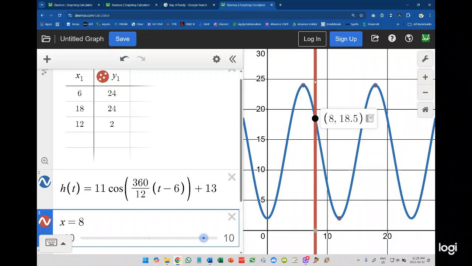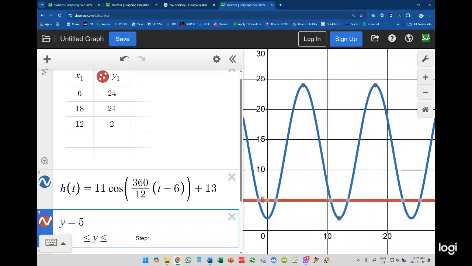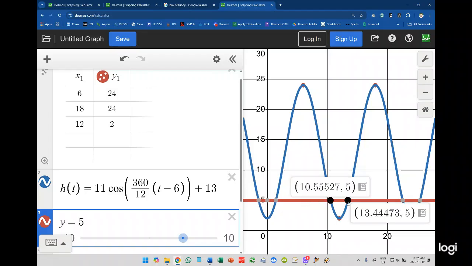Now the next one's actually a little bit more interesting even than that, and it's that larger boats may get stuck if the depth of the water is less than 5 meters. So at which time will the boats need to be careful? So the depth of the water is the h, or the y value. So I'm going to put down y equals 5. And what you'll see is that there's a couple times through the day where the boats could get stuck because the water level is lower than 5 meters. And those times are here and here.